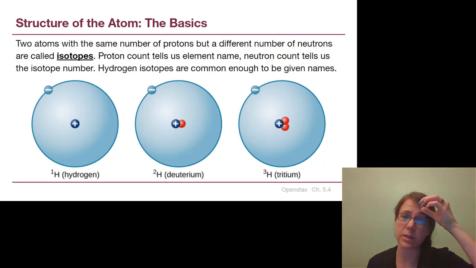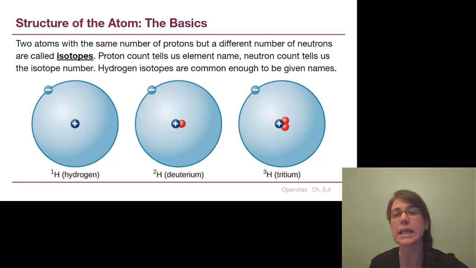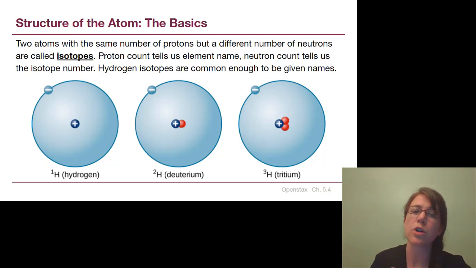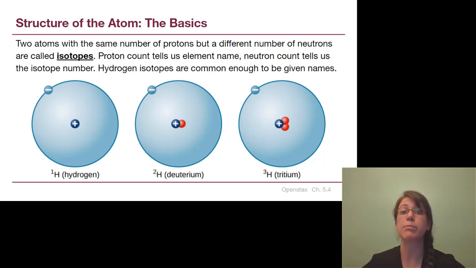And then tritium is tri for 3. It's hydrogen 3. And tritium is used in a couple of real experiment uses, like lasers. They're common enough, because hydrogen is the most common element in the entire universe, that those isotopes of the element hydrogen also have special names. We don't have to memorize them, but if we see them, it's useful to know what that word is trying to tell us.